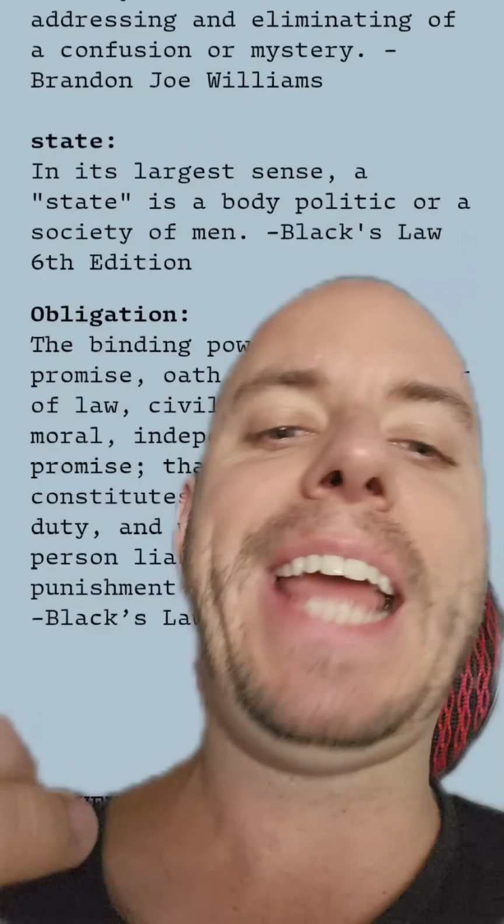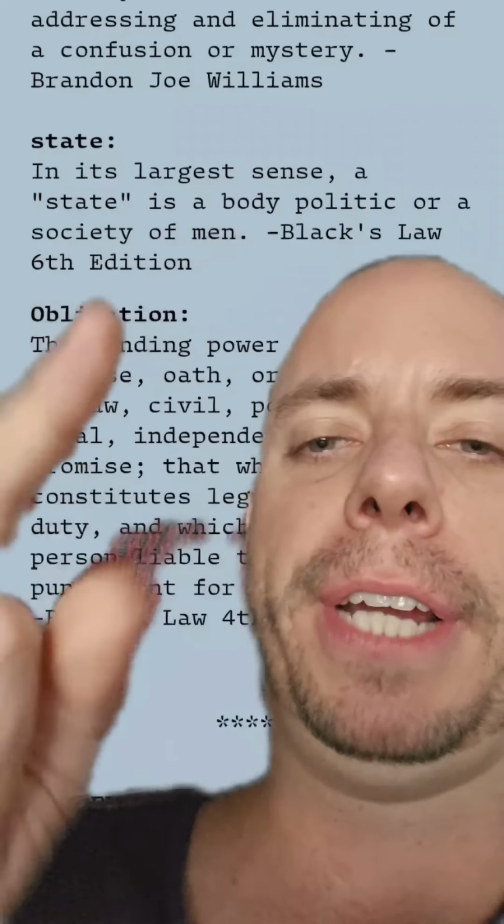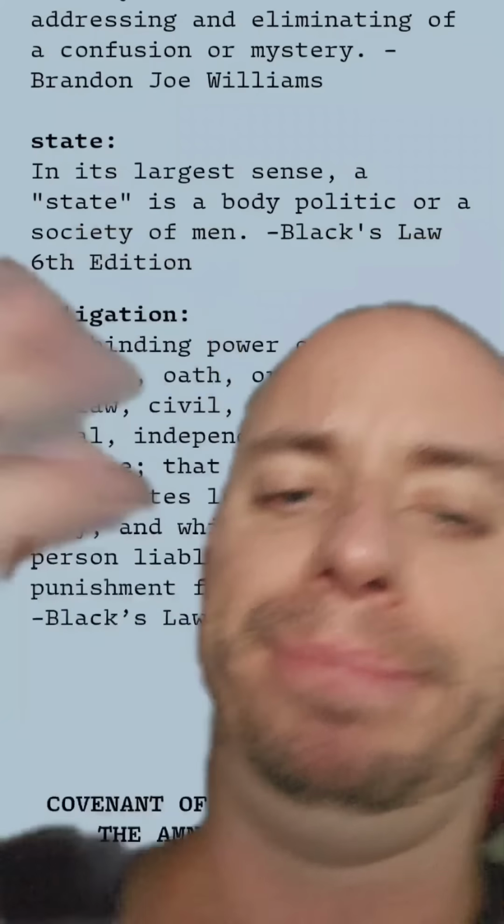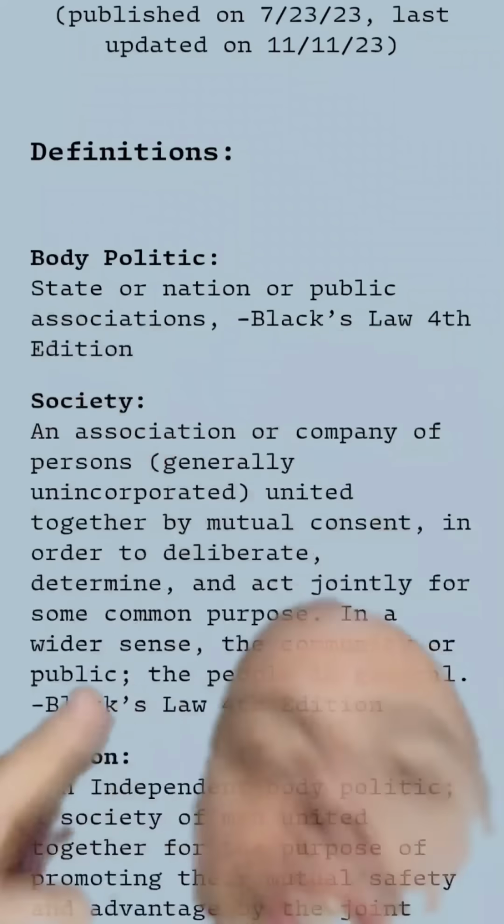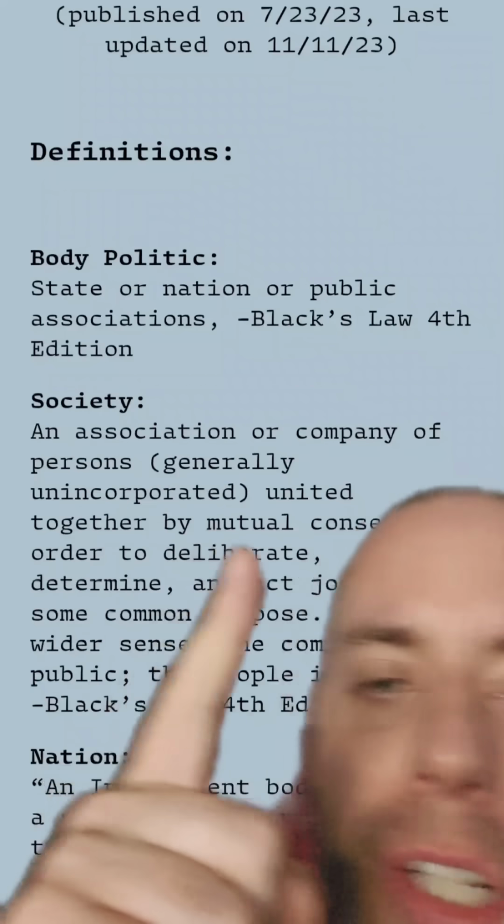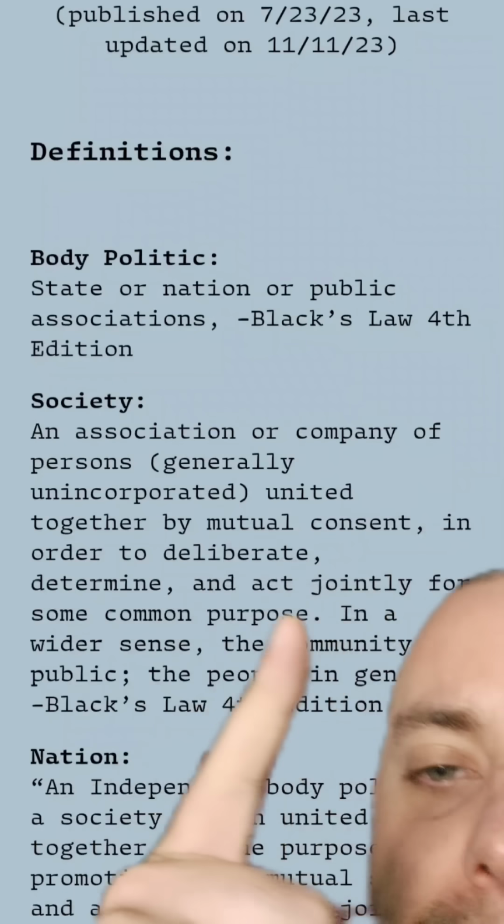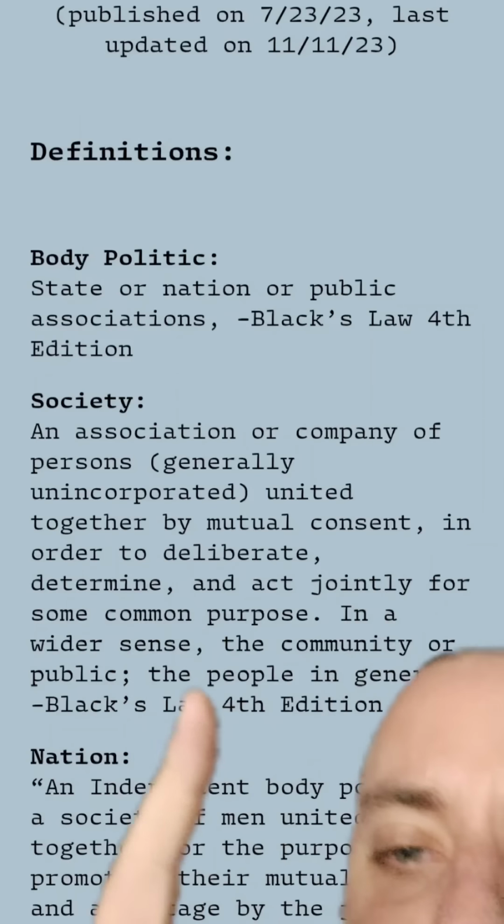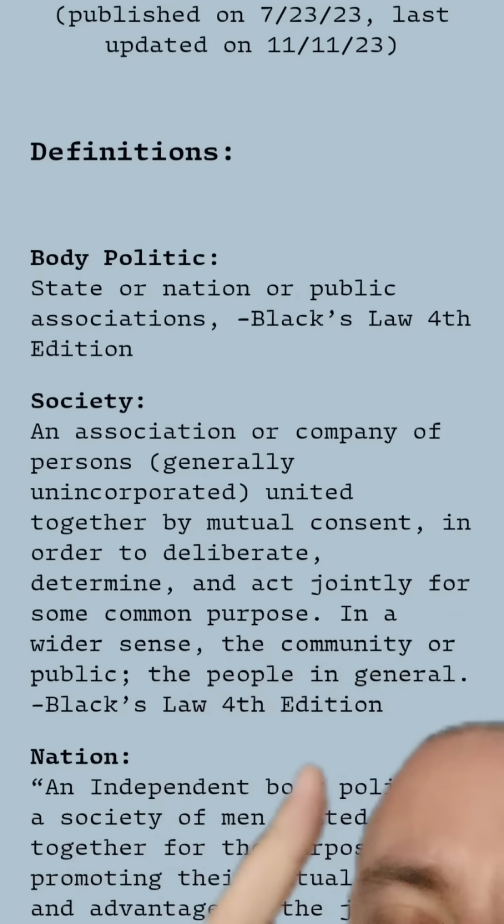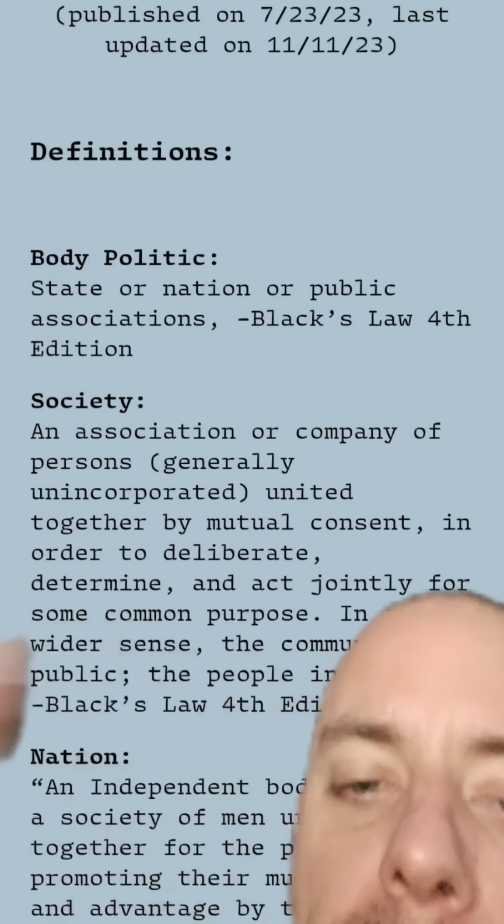Now we're going to head over to my website and find out about the conferring of a state. What the hell does that mean? What's conferring of a state? Well, you look in Black's Law Dictionary: in its largest sense, a state is a body politic or society of men. What the hell is that? Body politic, state or nation or public associations. Okay, it's kind of circular. Society: an association or company of persons, generally unincorporated, united together by mutual consent in order to deliberate, determine, and act jointly for some common purpose. In a wider sense, the community or public, the people in general.